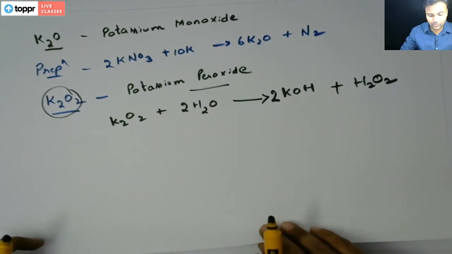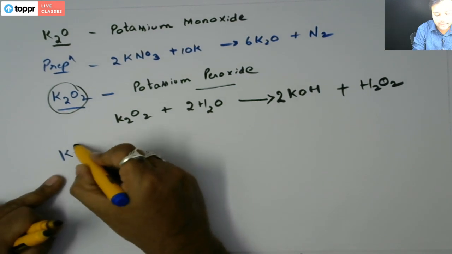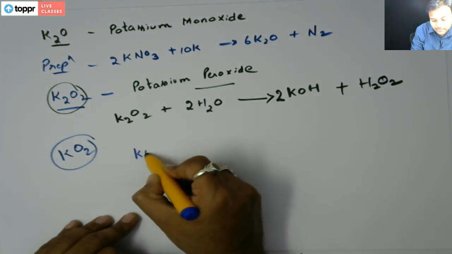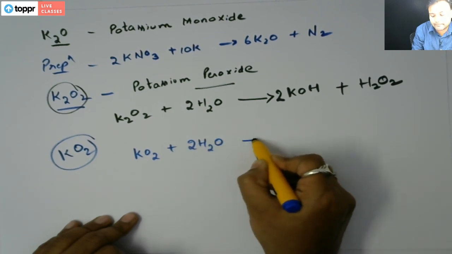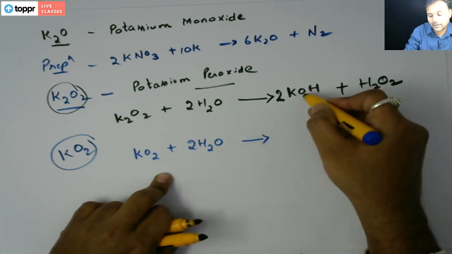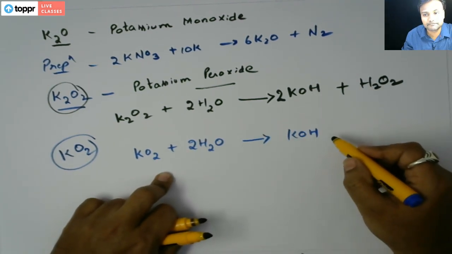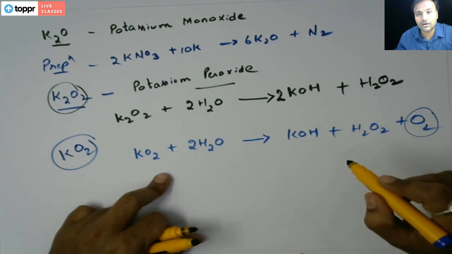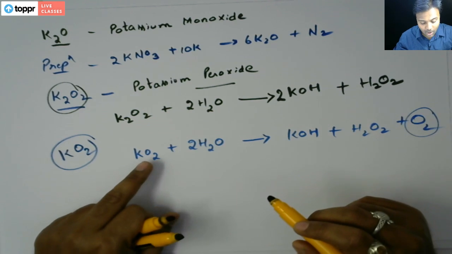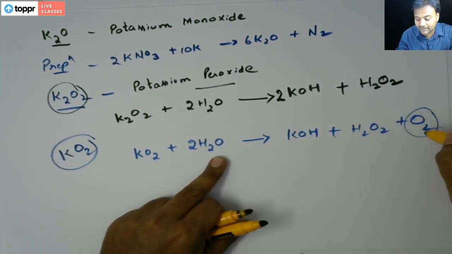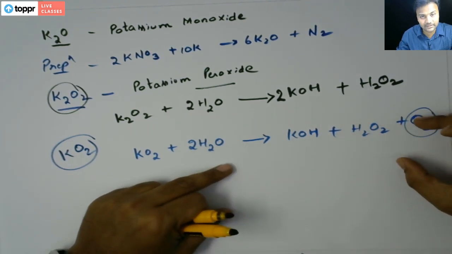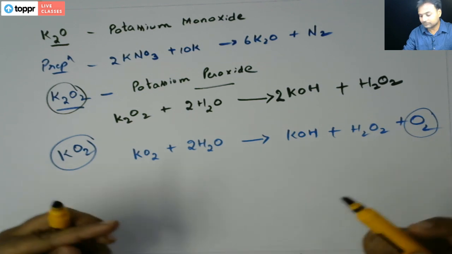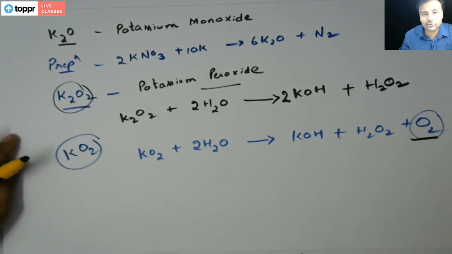Okay, now look at this, potassium dioxide. When potassium dioxide is treated with water, same case as here, it forms potassium hydroxide plus hydrogen peroxide, and it also liberates oxygen. Means potassium dioxide, when treated with water, liberates oxygen. I'm emphasizing this because it has a main use. What is the main use of this?